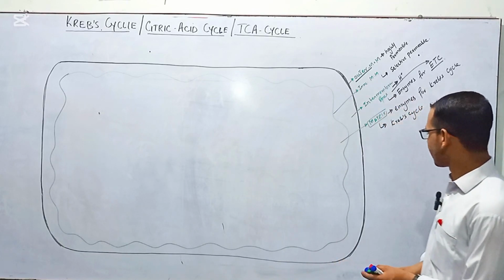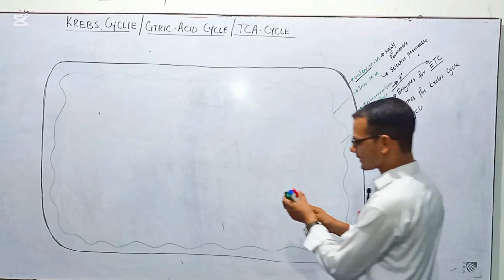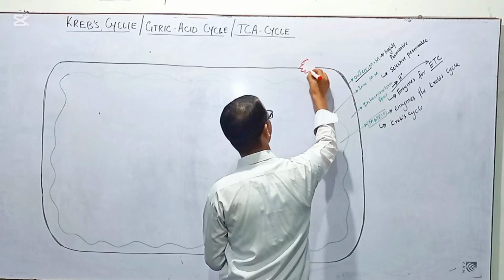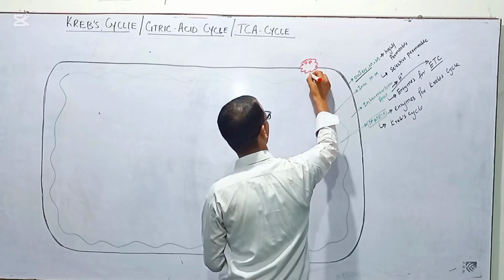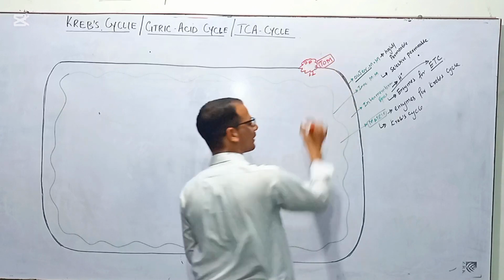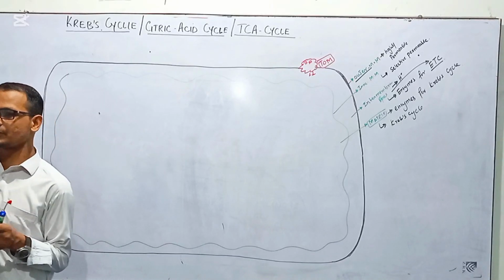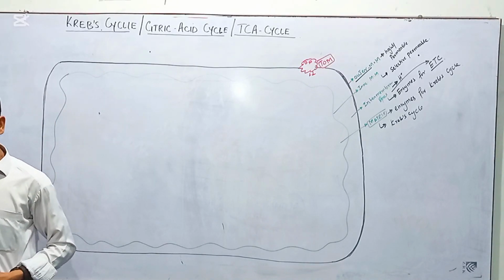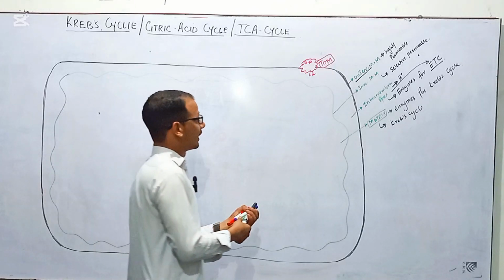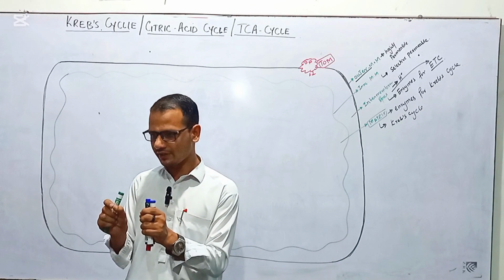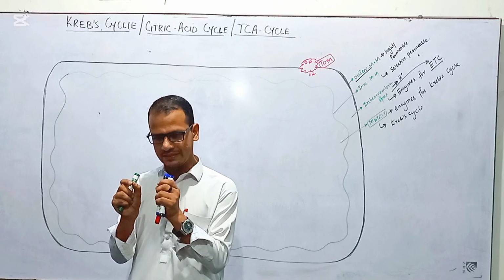Right, now there are 2 very important proteins I have told you. One is TOM, the transferase of the outer membrane. It will take the pyruvate. From where is pyruvate coming? From glycolysis. The end product of glycolysis is pyruvate.